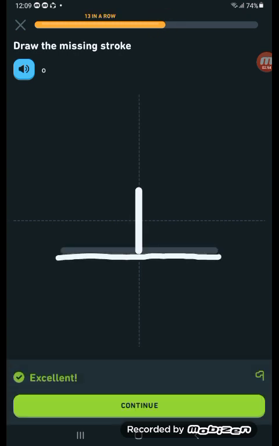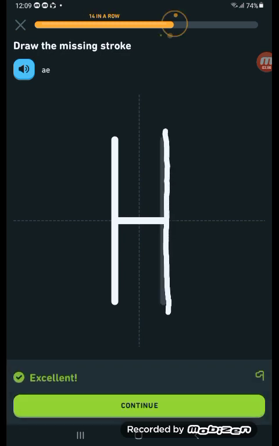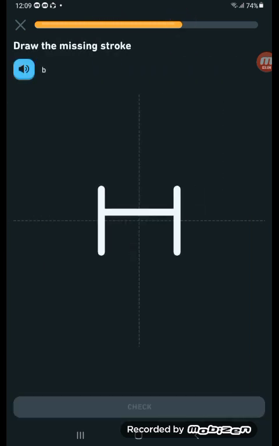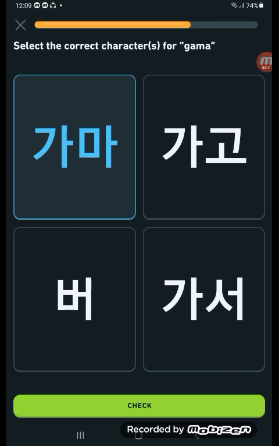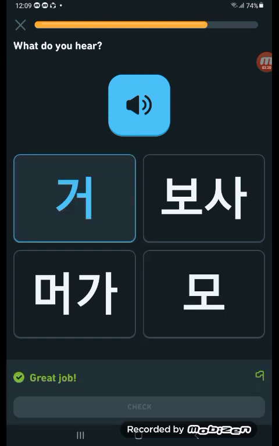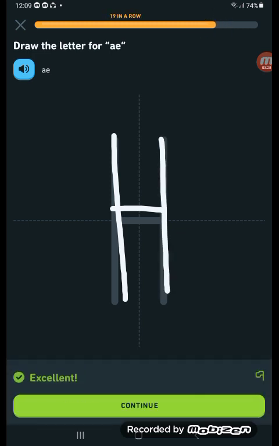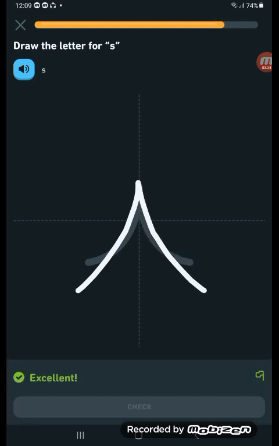Like that. Oh, it needs to be completed. There you go. Sa. There you go. Pa. There you go. Is Gama. Is Ko. Needs to be Ko. A. Is like that. There you go. Sa. Pa.